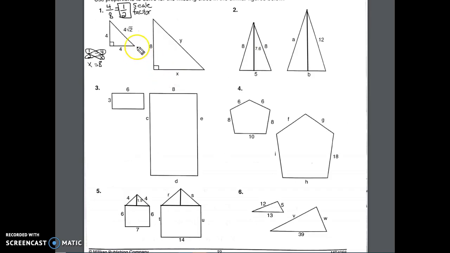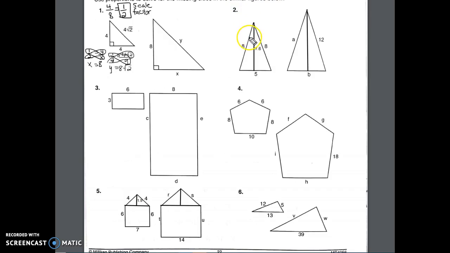Now I'm going to set up another proportion using my scale factor, 1/2, and I'm going to set it up using my hypotenuse. Those are the corresponding sides. So that's going to be 4 square root of 2 over y. And just like the other example, I'm going to cross multiply. So I get y equals 2 times 4 square root of 2, which is 8 square root of 2. And I have those two missing sides. Now I'm going to stop at this point because I need to find the missing sides of all of my problems. So now I'm going to move on to number 2.